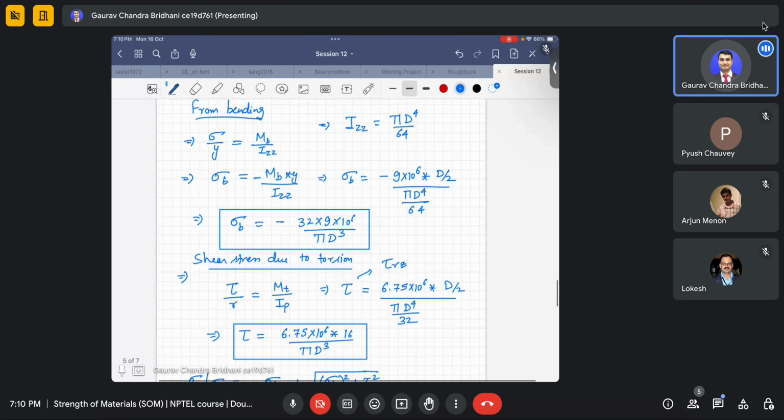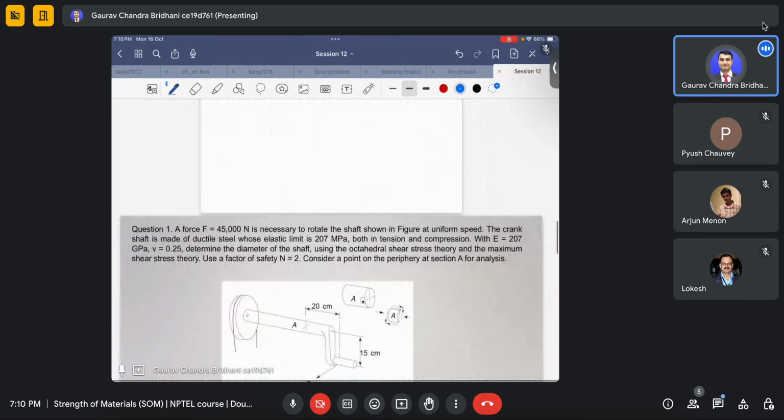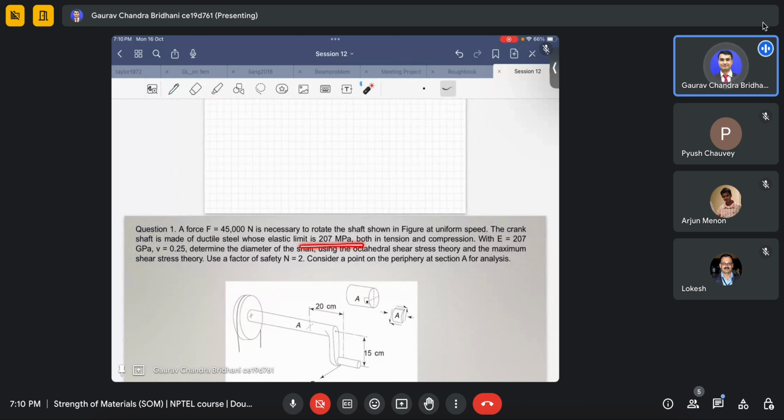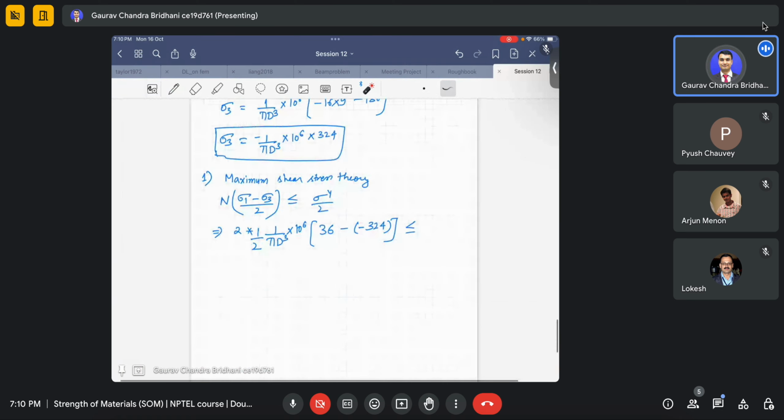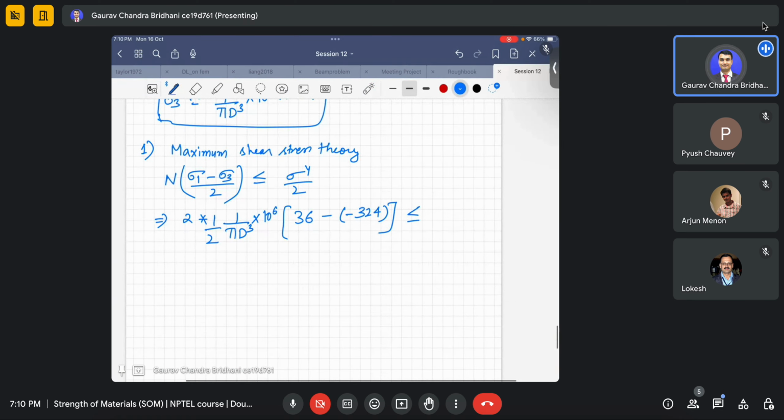Now sigma y is being given. So in the question, sigma y, that is the elastic limit, is given as 207, so 207 by 2. This cancels out here, and this is given in MPa. That is fine, because we are using Newton mm everywhere.